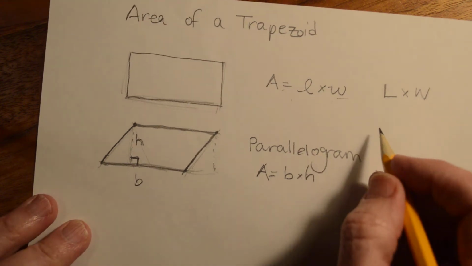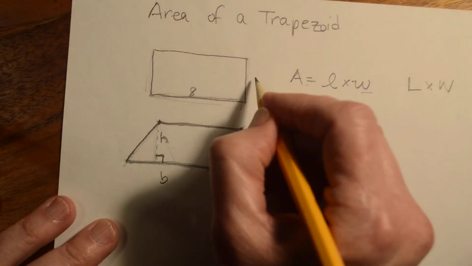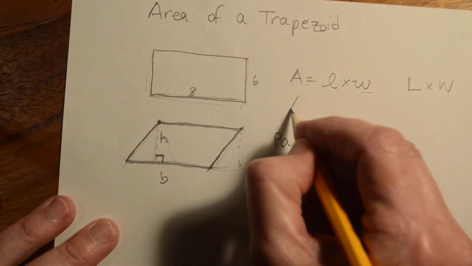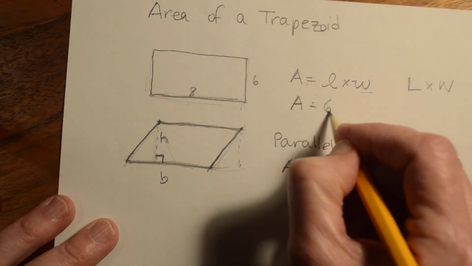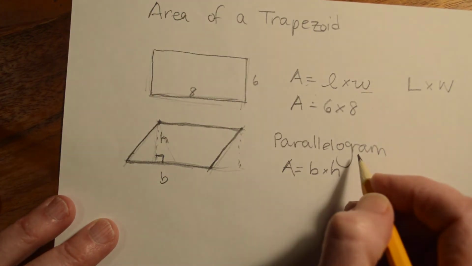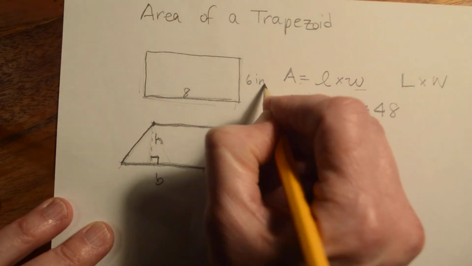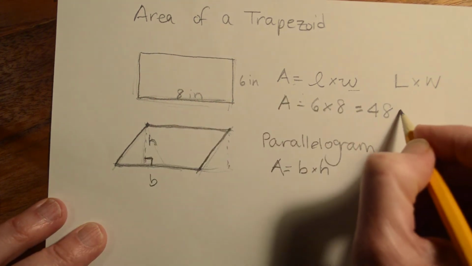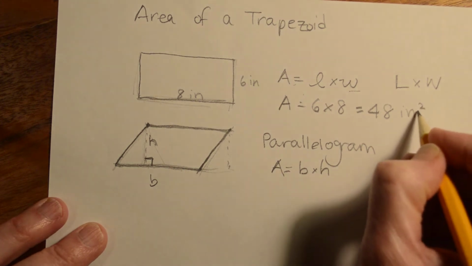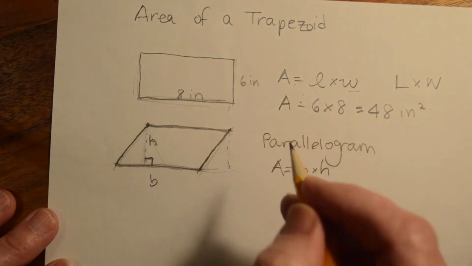All right, so like for example, let's say this were 8 and this were 6, we would say that the area of this rectangle would be 6 times 8, or 8 times 6, and we would get 48. And then if we had said this were inches, then we would say this were 48 inches squared, because it's 2 dimensions, length and width.